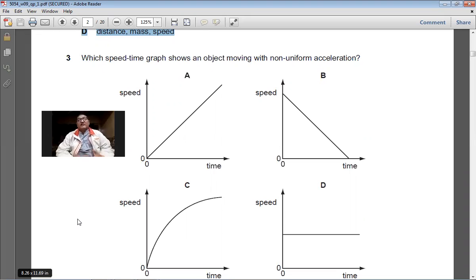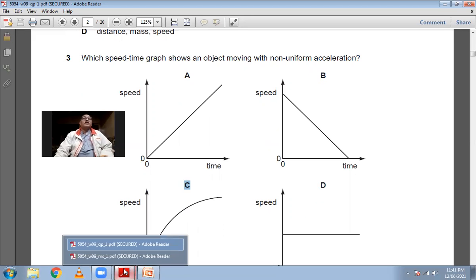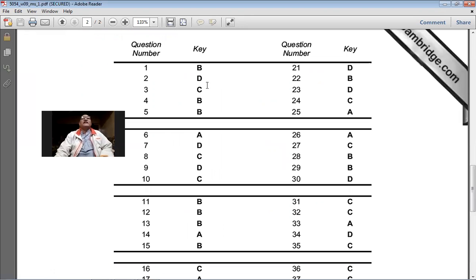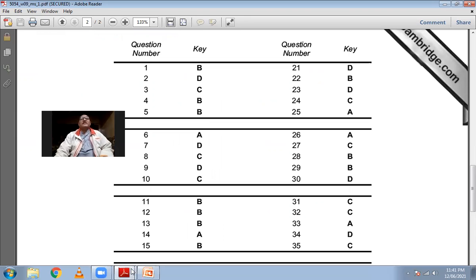If the acceleration is non-uniform, that means the gradient of the graph should be changing. So I'm looking for that graph which is not a straight line but a curve. So I think C is the right option. Here the graph is a curve, so the gradient is changing, which means non-uniform acceleration. So question number 3, C is the right choice, sir.